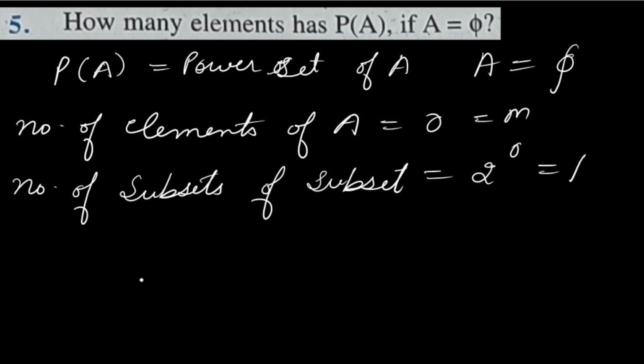So only one subset will be there, and that will be phi itself. So if A is equal to 0, then the only subset is phi itself. So the next question is regarding intervals. Write the following as intervals. I have told you how to write intervals, so in the same way we will write.